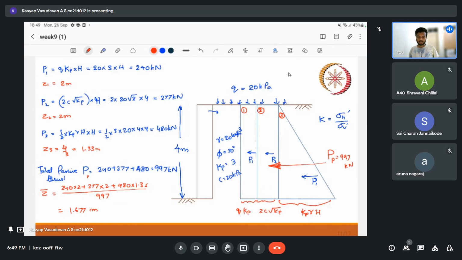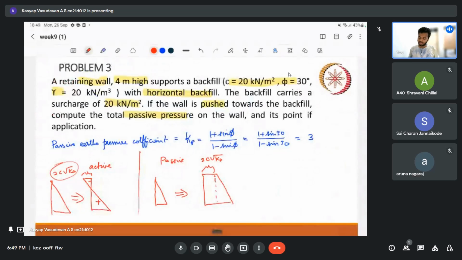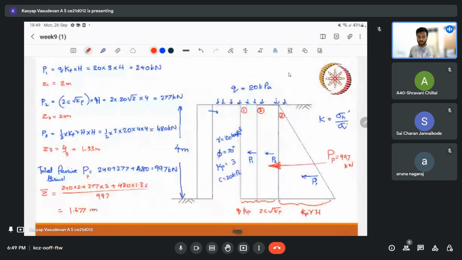So that's the passive case. In passive case, nothing much changes. We are just using the formula for our earth pressure changes, and this concept also we have to adopt when our cohesion is coming into picture. So that is straightforward.